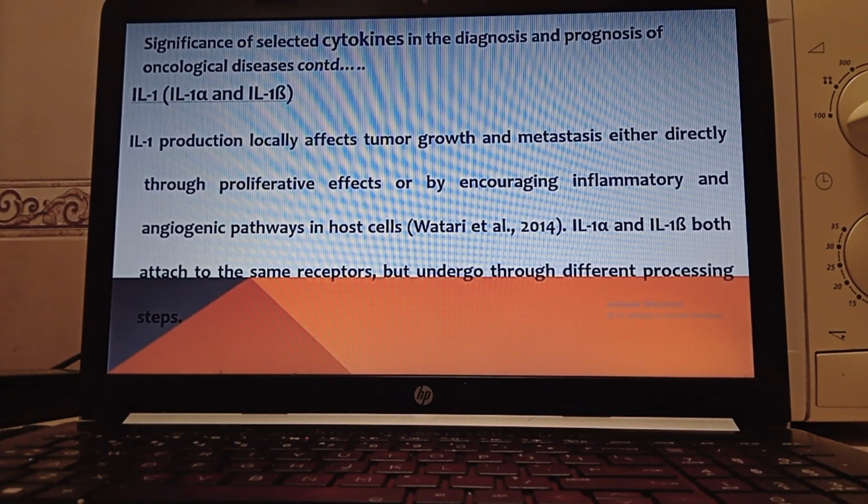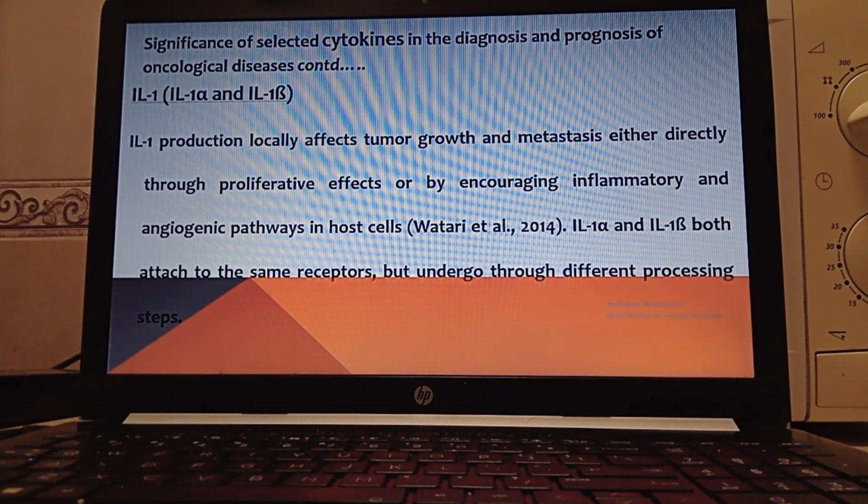Now, interleukin-1 production locally affects tumor growth and metastasis, either directly through proliferative effects or by encouraging inflammatory and angiogenic pathways in host cells. Now, interleukin-1 alpha and interleukin-1 beta are both subtypes of interleukin-1 and both attach to the same receptors, but they undergo different processing steps.